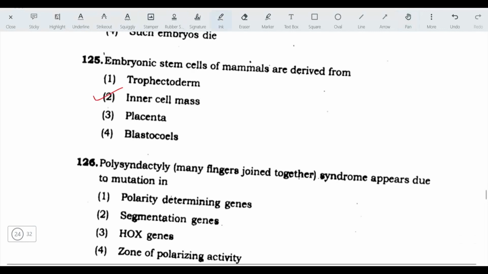Next question. Embryonic stem cells of mammals are derived from the inner cell mass. It is a cluster of cells inside the blastocyst. So this is a blastocyst. Here lies the trophoblast, and there are cells which form the inner cell mass.